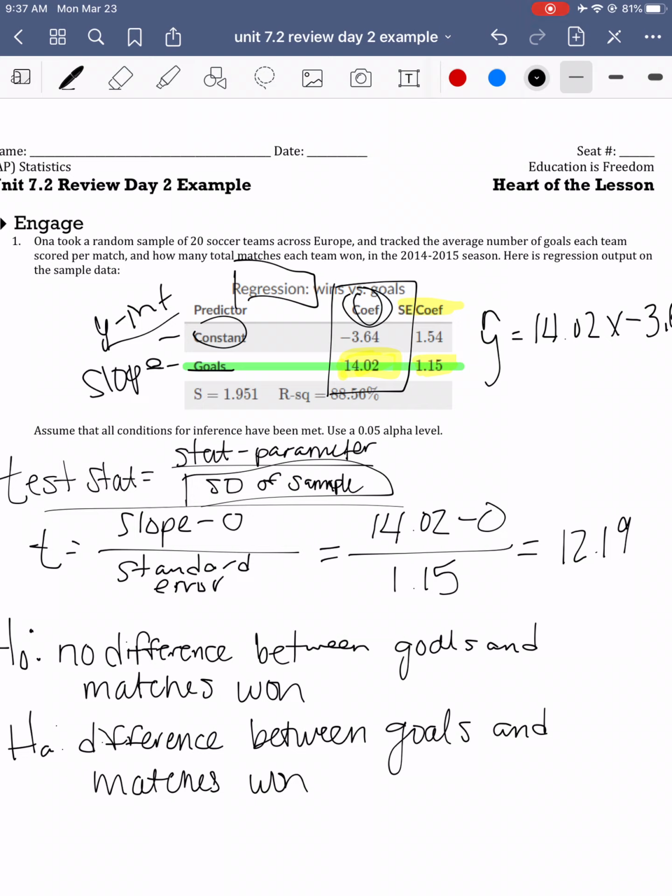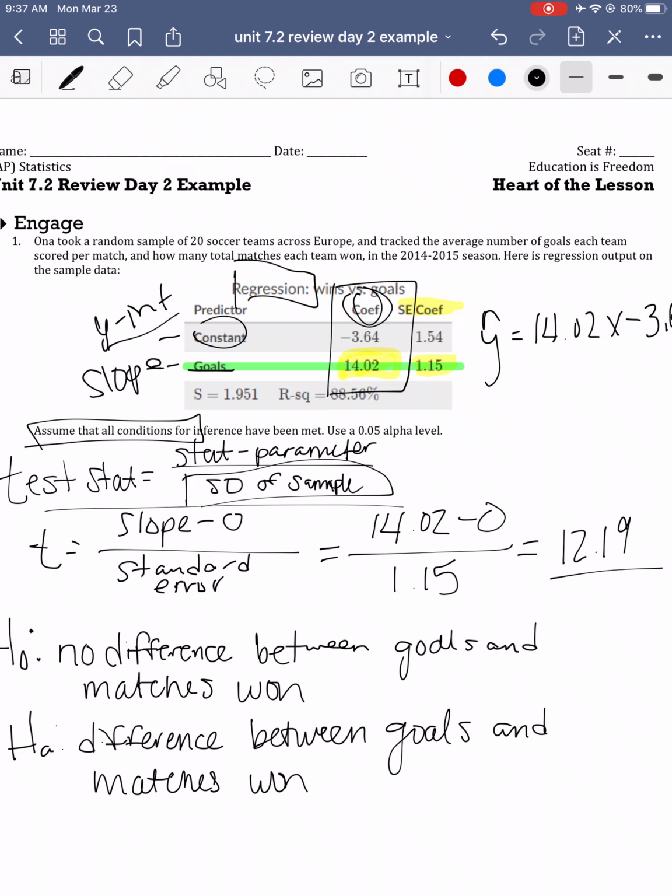Since our null hypothesis is saying that there's no difference between goals and matches won, if there's no difference between two variables, and this is a slope regression test, then our slope would actually be 0. So that's why we use 0 as our parameter here, and then we use the actual slope from the table for our statistic of sorts. So we have our hypotheses. They've said assume the conditions have been met, so we're good to go there. We've calculated our test statistic.